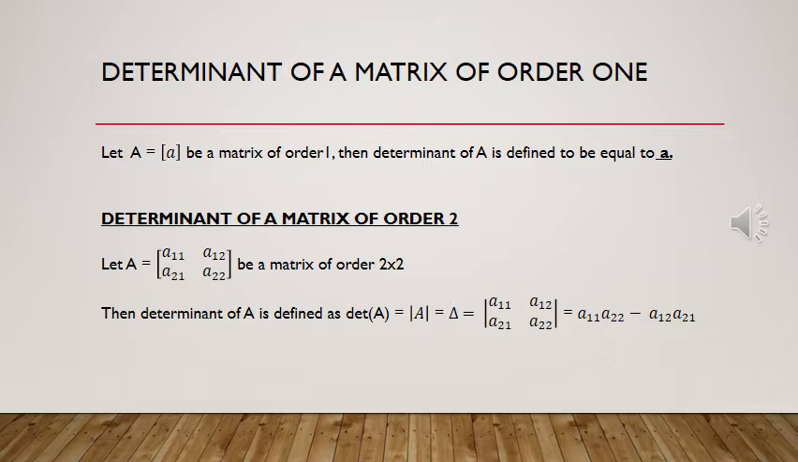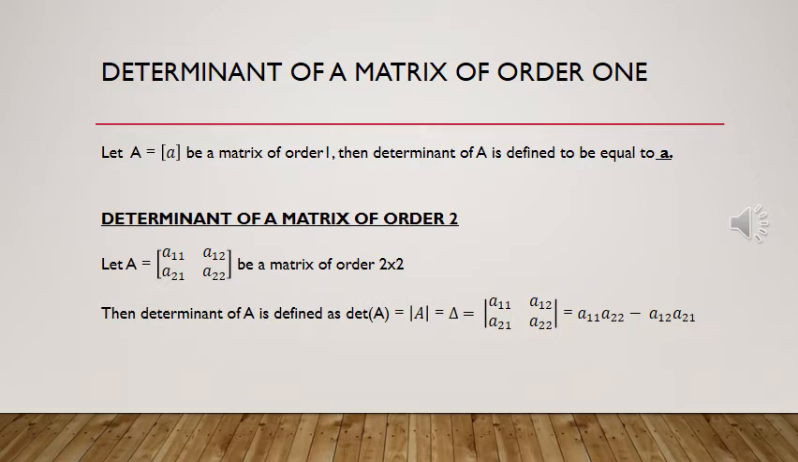Now let's see how we find the determinant of a matrix of order 2. Let A be the square matrix with entries a11, a12, a21, a22, a matrix of order 2. There are 2 rows and 2 columns, so it is a square matrix and its order is 2.